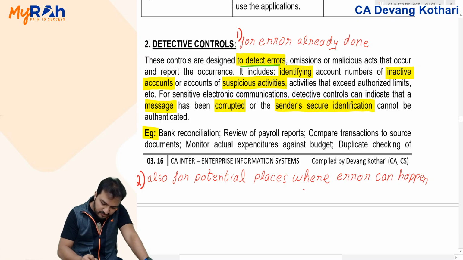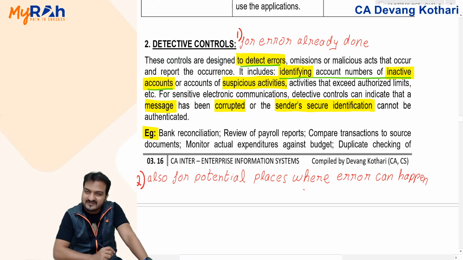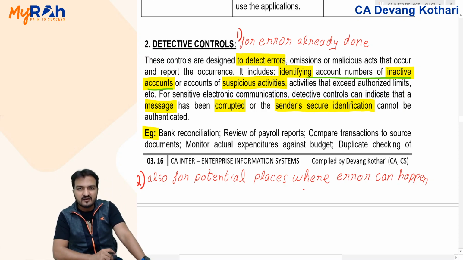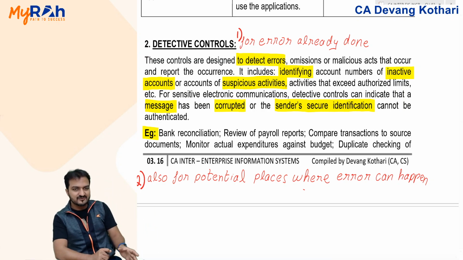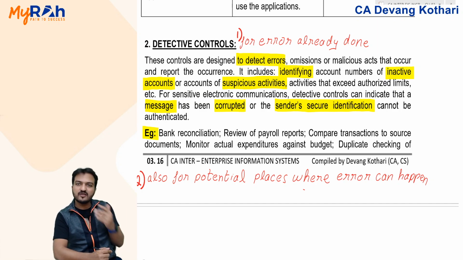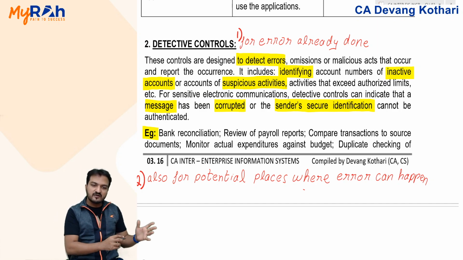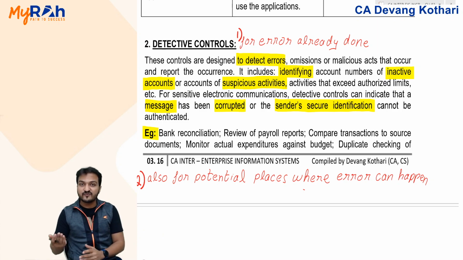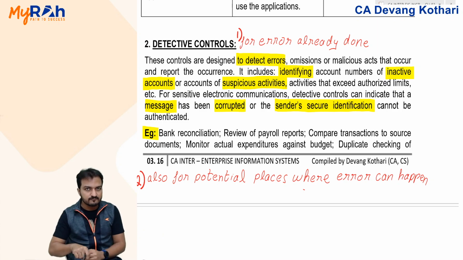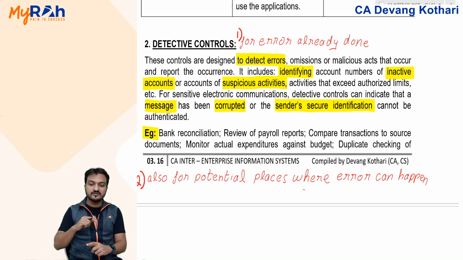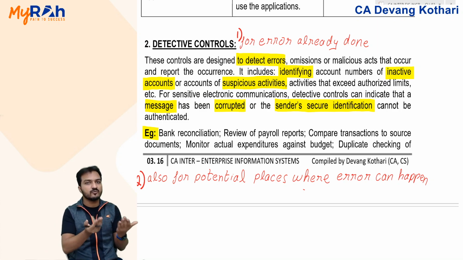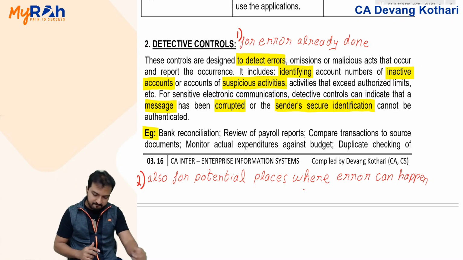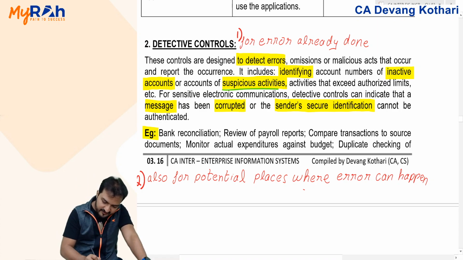They are designed to detect errors, for example identifying account numbers of inactive accounts. Like say there is a person who has a Facebook account, but his account has never been used, or he has rarely opened it. Now suddenly if there is activity in his account, then Facebook might find this doubtful, because the detective controls of the Facebook server will find this doubtful. Or it will detect suspicious activities.